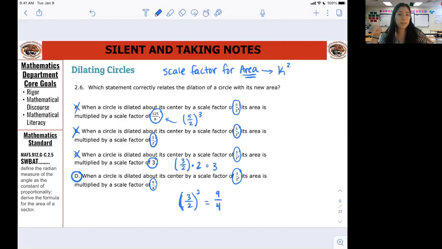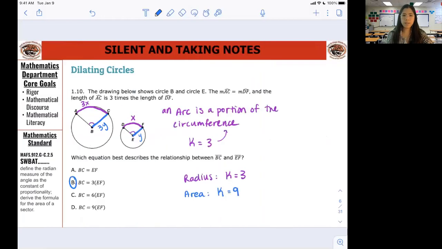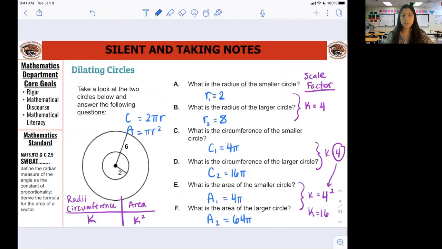Because now we're going to move on to something else. Like I said, today is kind of a lot of different things smushed together. So any questions on the whole scale factor situation?